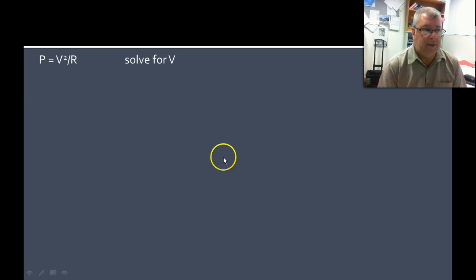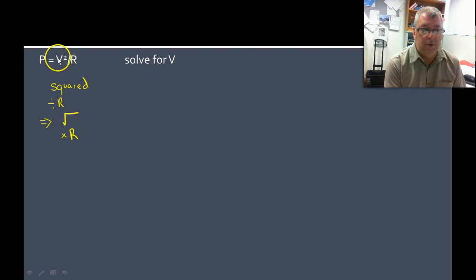Here's another equation. In this case it's power equals voltage, capital V, squared divided by R. We want to solve for V. So what's happening to V? Two things. It's being squared, and it's also being divided by R. So we want to do the opposites of those, which is the square root and the times. But what order do we do them in? Well, the square is the closest to V, so we do that last.